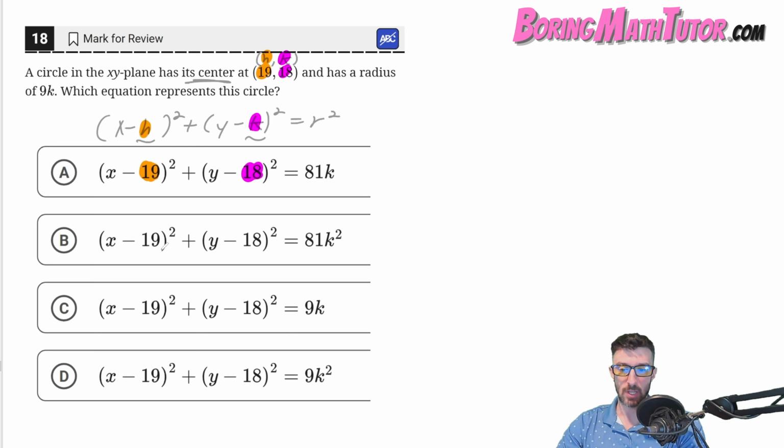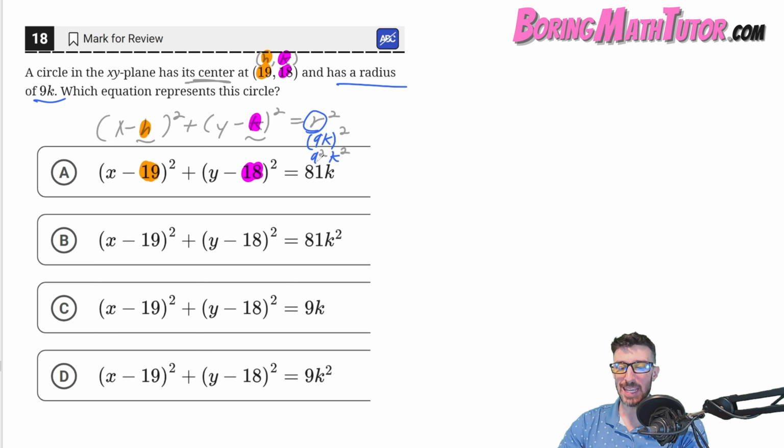Now, not only is it happening in A, it's actually happening in all of them, right? But now they're saying that the radius is 9k. So that means where I see r, I'm supposed to put 9k. But then it still has to be squared. Now, what does that mean? That means that I'm going to have 9 squared, but I'm also going to have k squared.